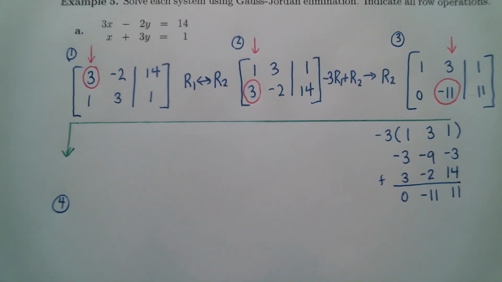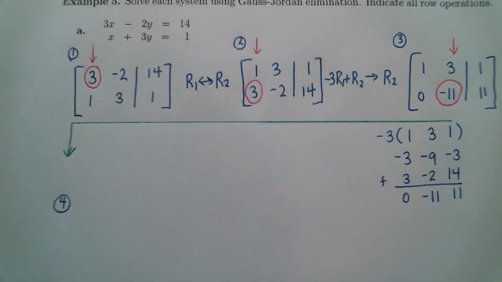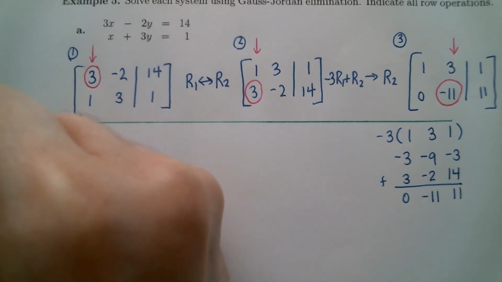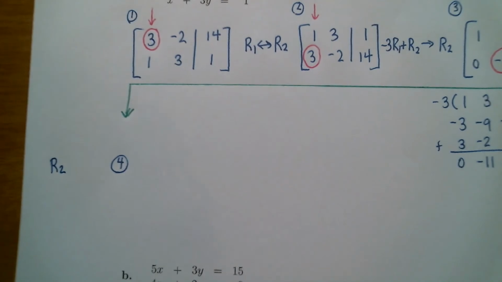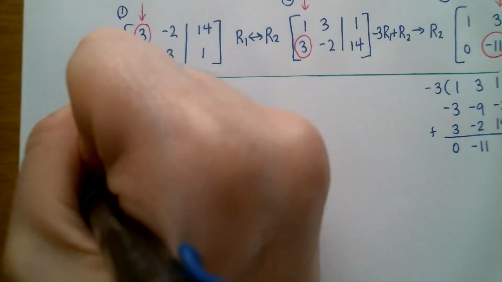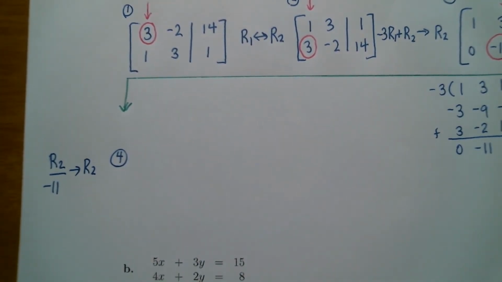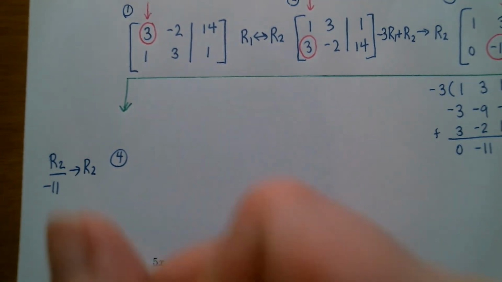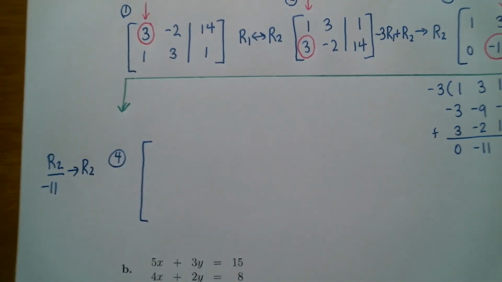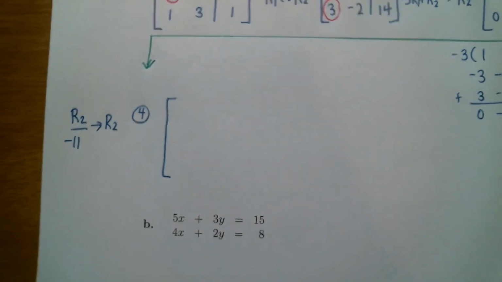So remember, to get this, the row operation is now going to be row 2. We're going to divide row 2 by -11, and that's going to become the new row 2, because that is the second row operation where you are allowed to multiply or divide any row by a non-zero number. In this case, we are not changing row 1, so row 1 will remain 1, 3, 1.